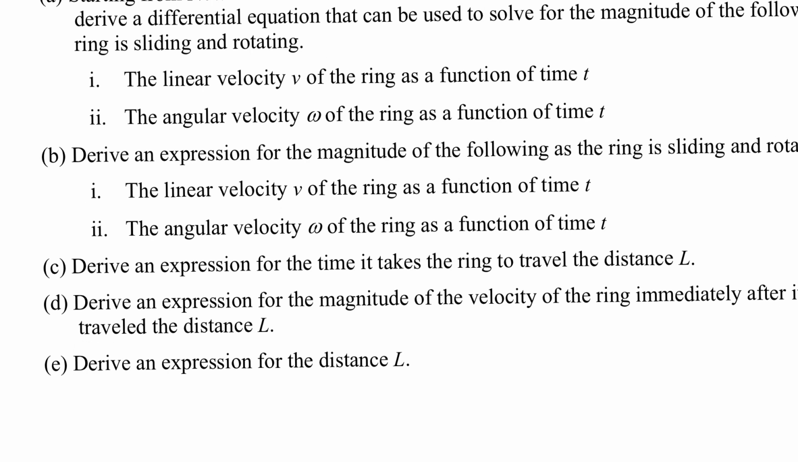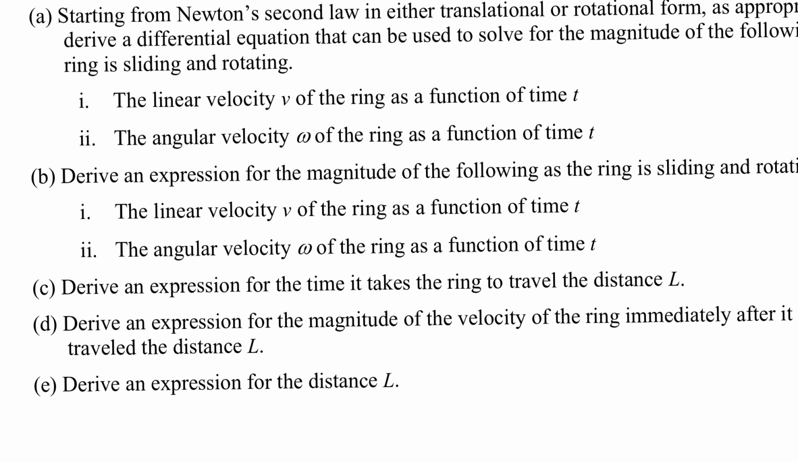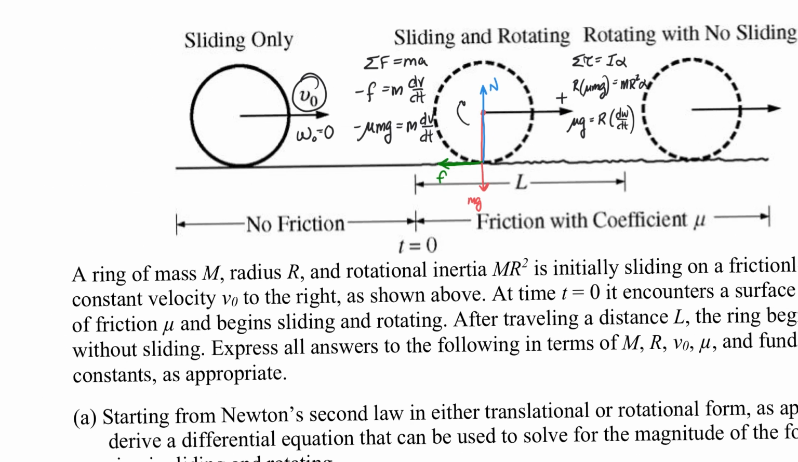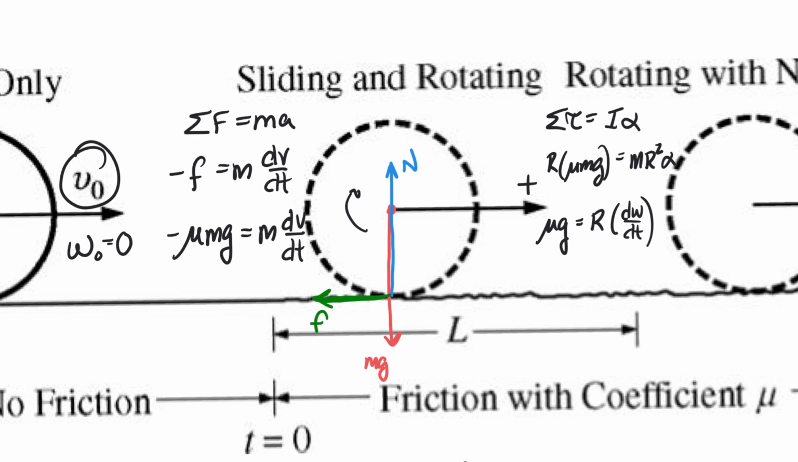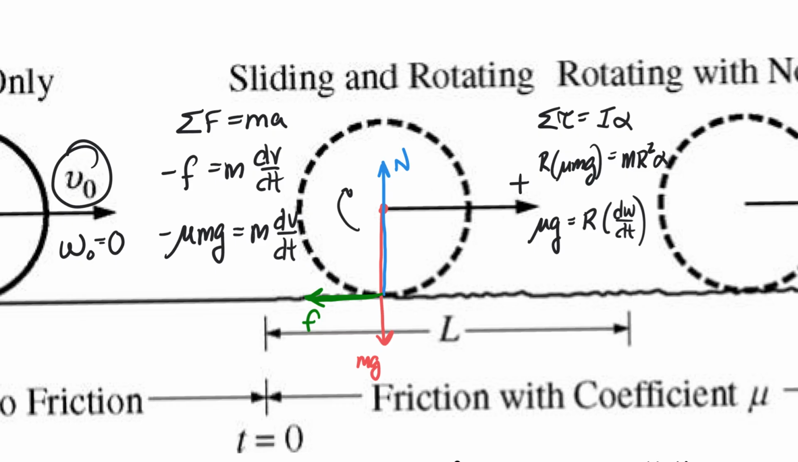Derive an expression for the magnitude of the following. The linear velocity of the ring as a function of time. You have a differential equation right now. They're asking you to come up with the function. Now, don't hate me for this, but you don't have to do it the way they're suggesting. But if you look closely, I have mu g equals dv/dt.